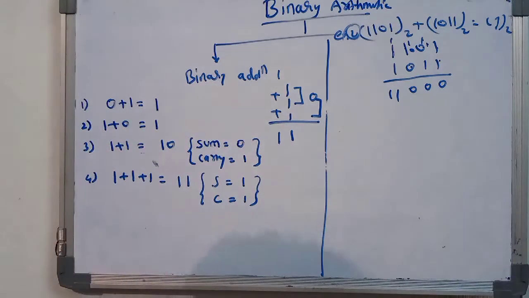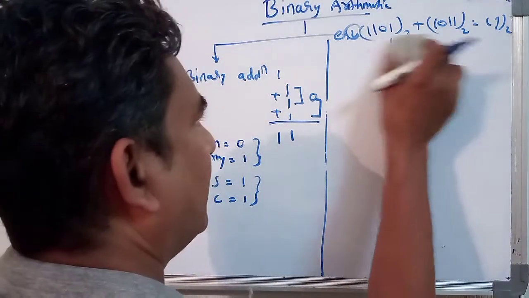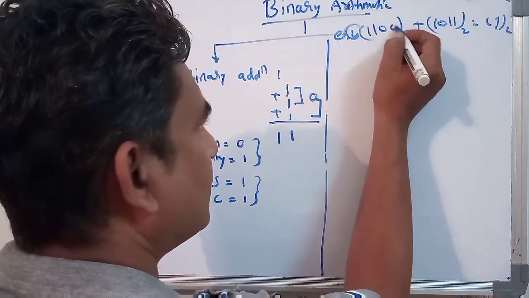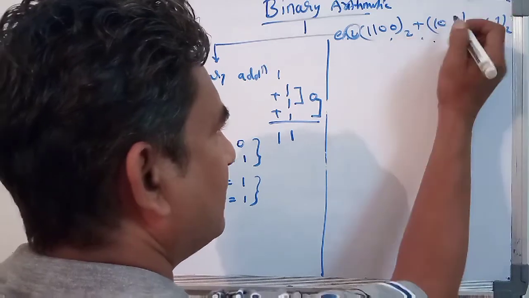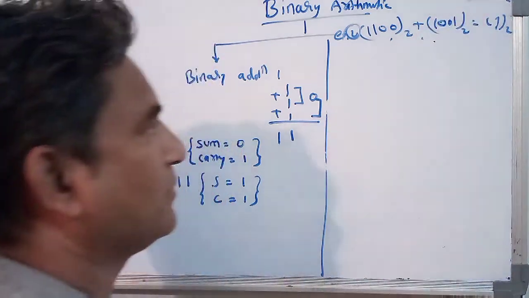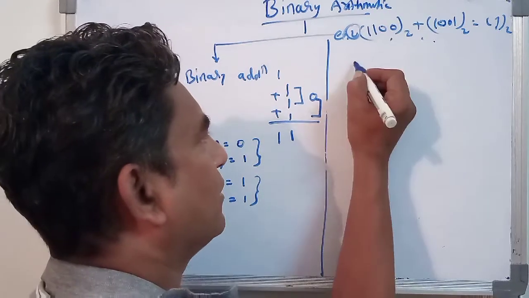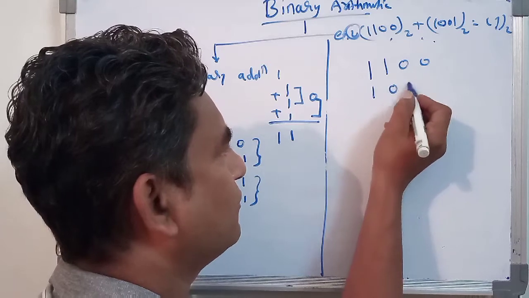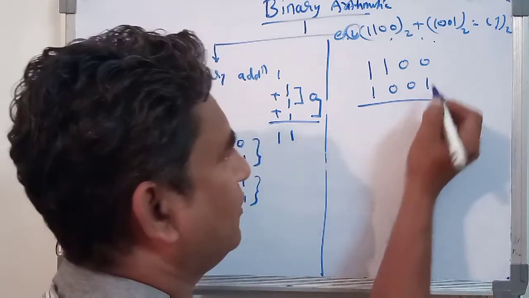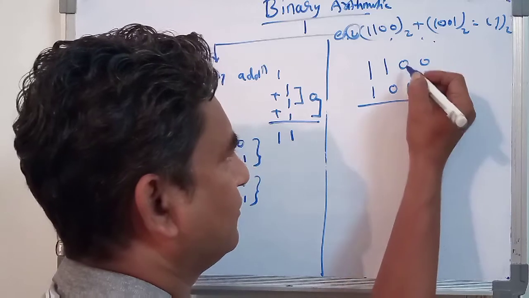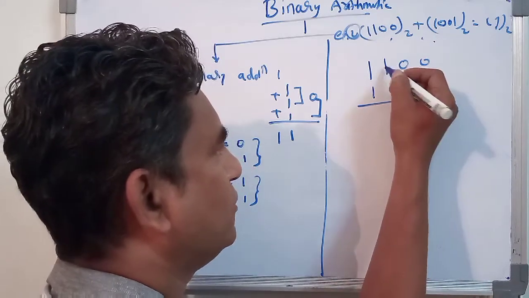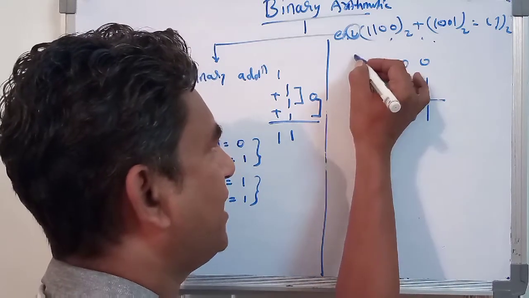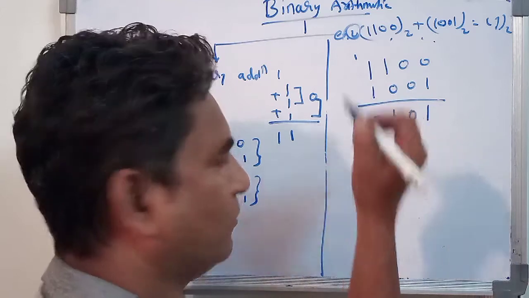The same problem I repeat again. The next example, here suppose it is 0 and here suppose it is 0 like this. Okay students, now what you have to do, you have to write down 1100, then 1001. Here 0 plus 1 is 1, 0 plus 0 is 0, 0 plus 1 is 1, 1 plus 1 is 0 with a carry 1. This 1 you have to write down below.